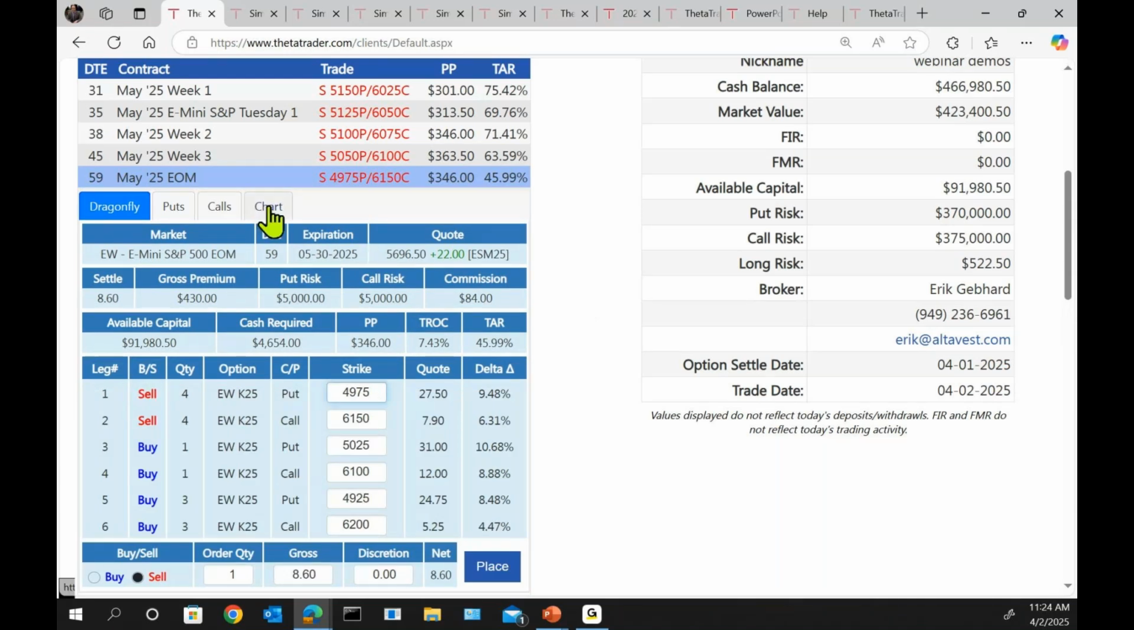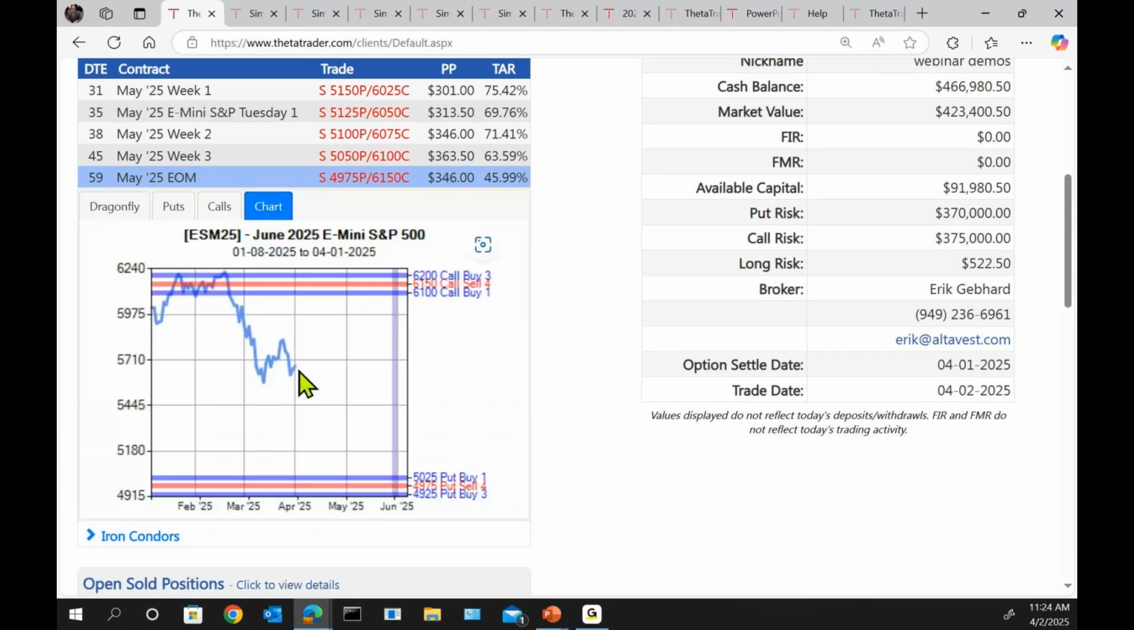So here's what this looks like. So here's the current market price, and then you're selling these 4 calls here, buying 3 further out of the money, and then buying 1 call, in this case 50 points closer to the money. And then the same structure with the puts as well. And then here's the expiration date here, that purple vertical line.